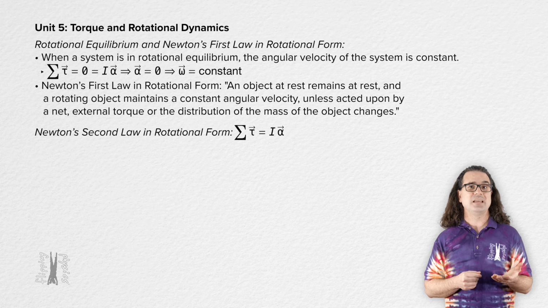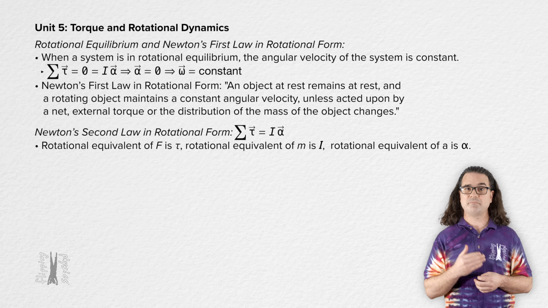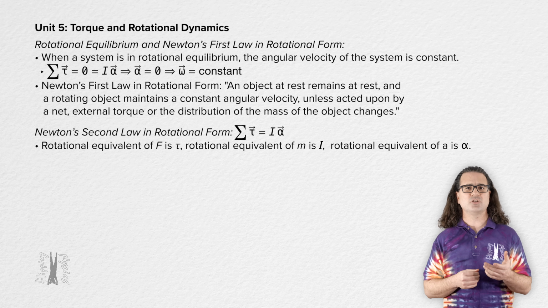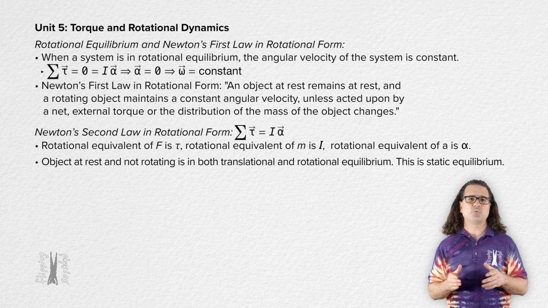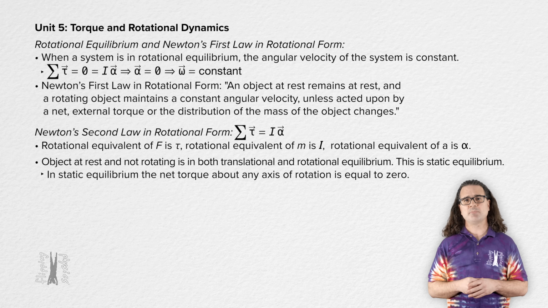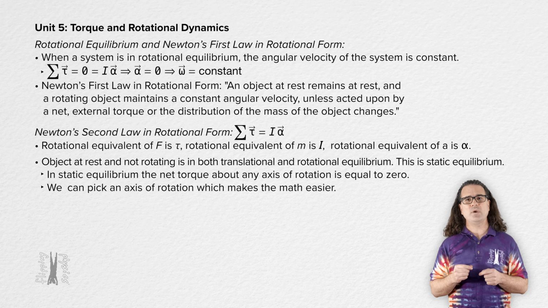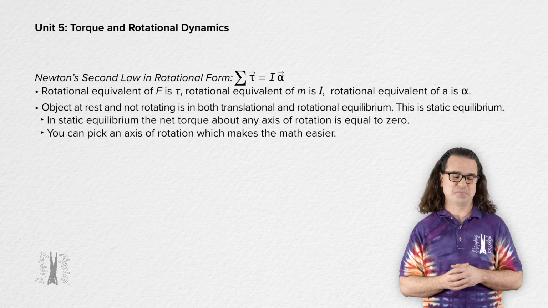From this we can see that the rotational equivalent of force is torque, the rotational equivalent of mass is rotational inertia, and the rotational equivalent of linear acceleration is angular acceleration. An object which is at rest and is not rotating is in both translational and rotational equilibrium. This is called static equilibrium. In static equilibrium, the net torque about any axis of rotation is equal to 0. This means you can pick an axis of rotation, which makes the math easier.